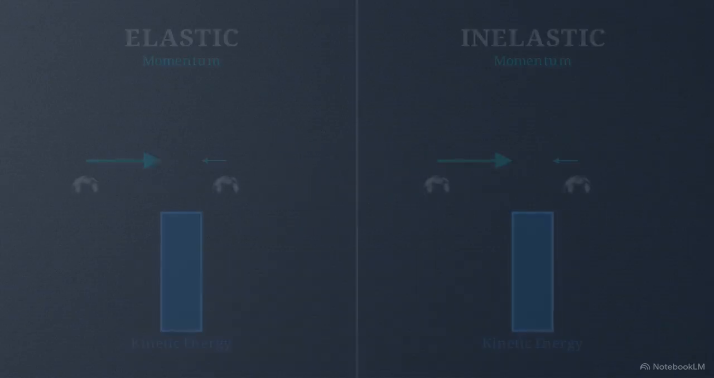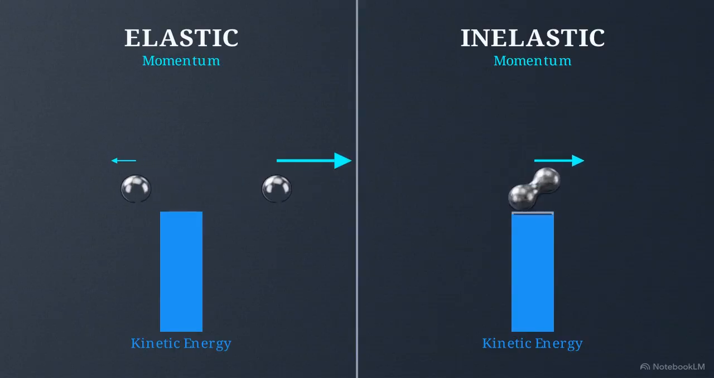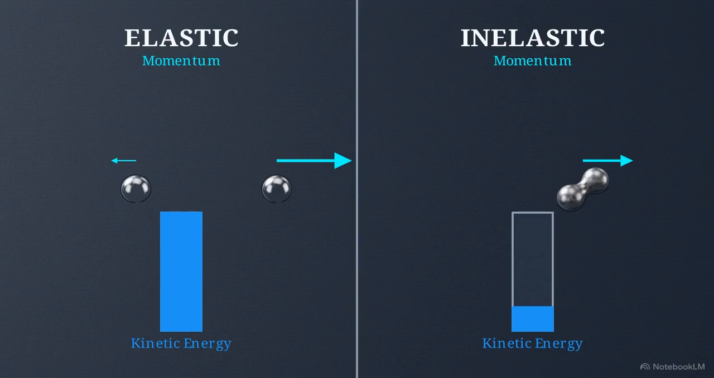Look at this comparison. On the left, we have an elastic collision. The objects bounce, and the kinetic energy bars stay level. On the right is an inelastic collision. The objects stick together, and the kinetic energy drops. In both cases, momentum is conserved, but energy is only preserved in the elastic bounce.